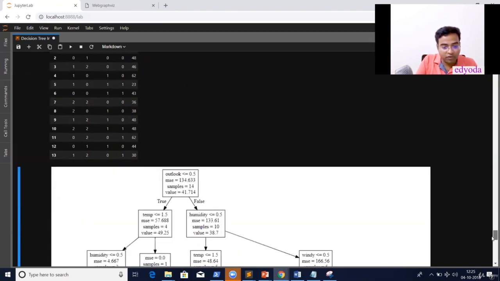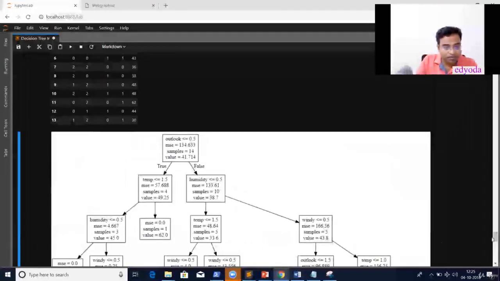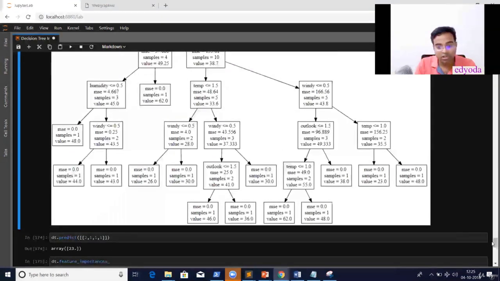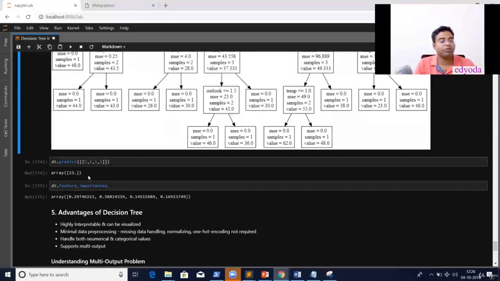So how does this tree work? 2 is less than, false. The false goes here, right? False. This is 1, right? Less than or equal to 1, so this is true. So the value will be 23. Here also, similar to the earlier case, you can calculate feature importances. We can see here that these two features are very important, and of course all of them are important in this case.